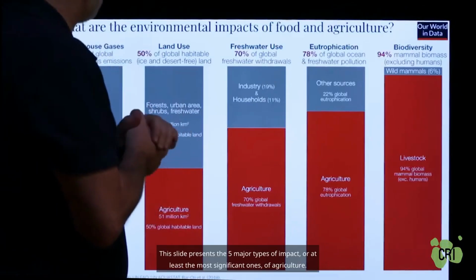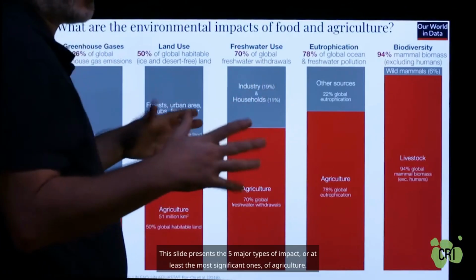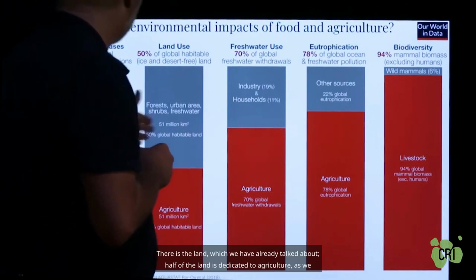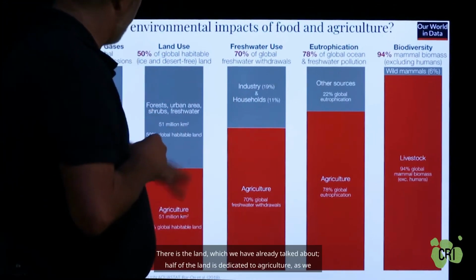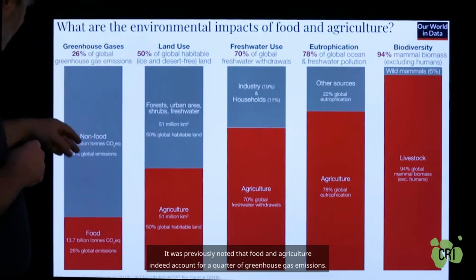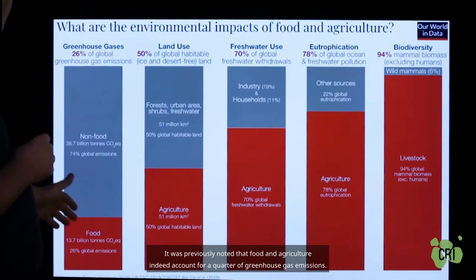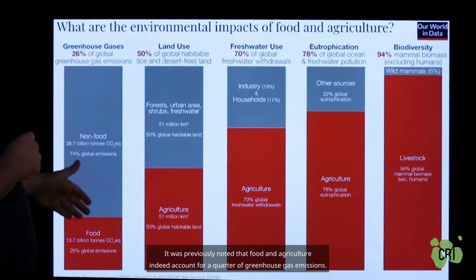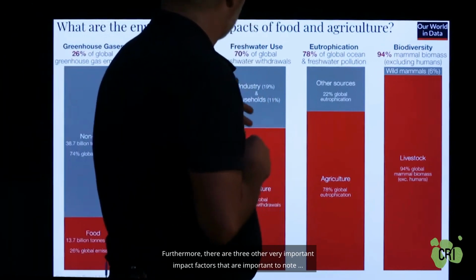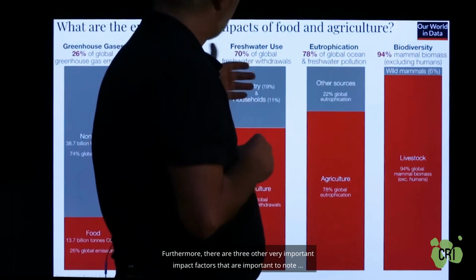This slide presents the 5 major types of impact, or at least the most significant ones, of agriculture. There is the land, which we have already talked about. Half of the land is dedicated to agriculture, as we have just seen. It was previously noted that food and agriculture indeed account for 1/4 of greenhouse gas emissions. Furthermore, there are 3 other very important impact factors to note.